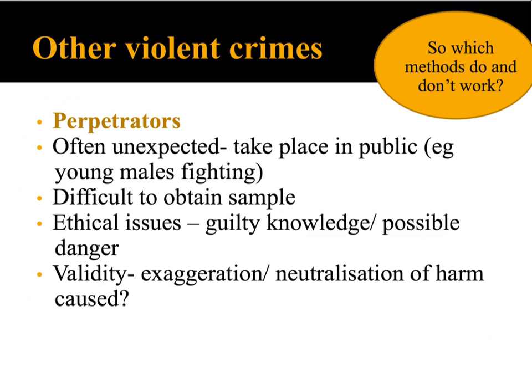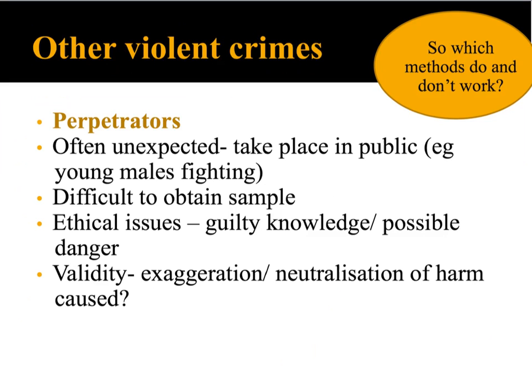When it comes to other violent crimes, you might want to consider, who are the perpetrators, okay? Who are the perpetrators of different types of violent crimes? The question will probably normally give you that. If it's not clear, maybe you might want to clarify, for some types of violent crime, men are much more likely to be the perpetrators, and maybe different ethnic groups as well. The problem with studying violent crimes is that, again, they're difficult to observe because they are unexpected, they probably would take place in public. For example, young males fighting on a Friday or Saturday night out, but you can't guarantee that's going to happen.